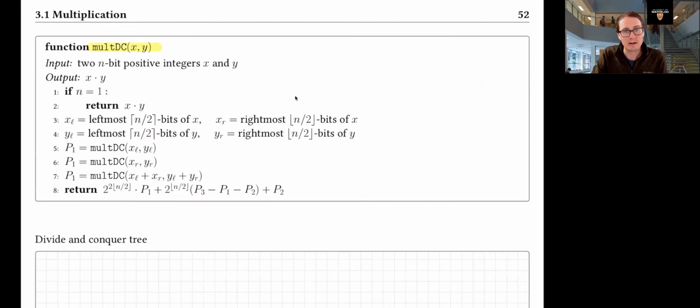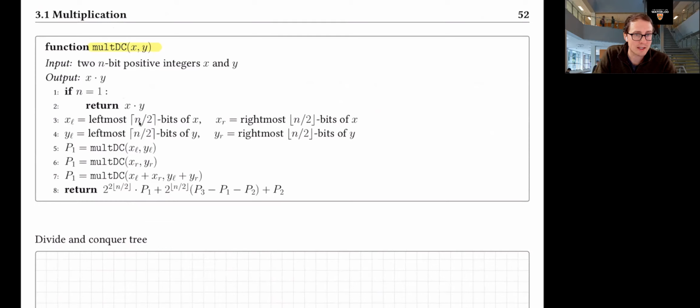And the divide and conquer algorithm looks like this. We called it mult, divide and conquer, takes in x and y, and it outputs x times y. If n is 1, if the integers are both 1-bit numbers, then we just return their product.